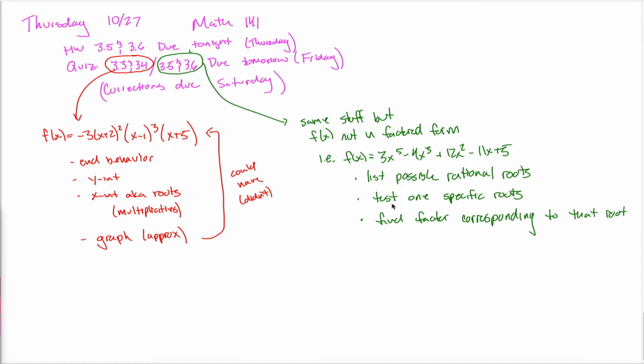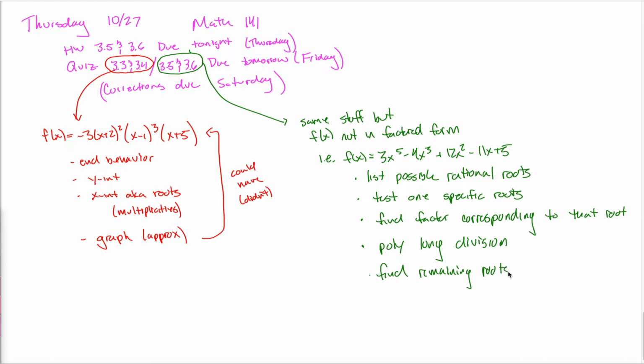So essentially what that means is, if you decide that 3 is a root, then that means that x minus 3 is a factor. And then you do polynomial long division. We'll get some practice with that in this video. And then you'll find the remaining roots.